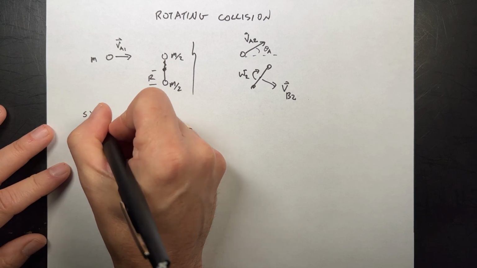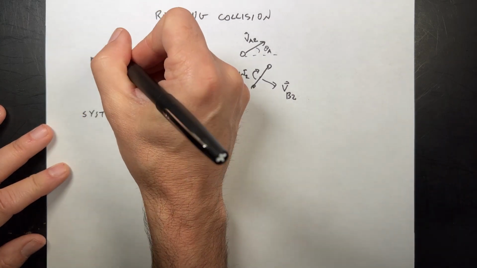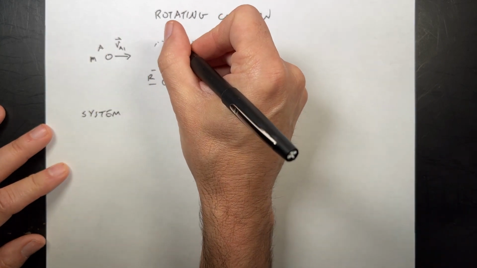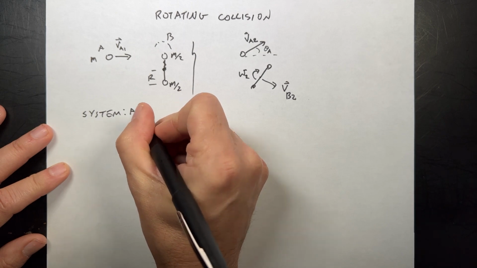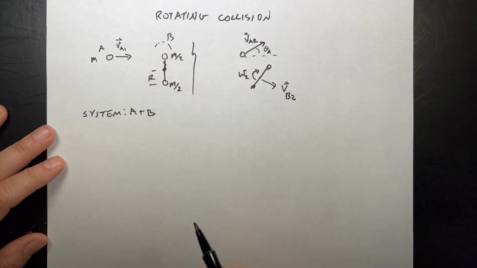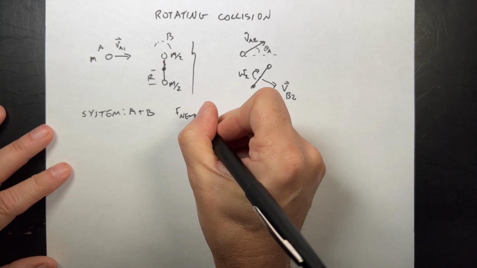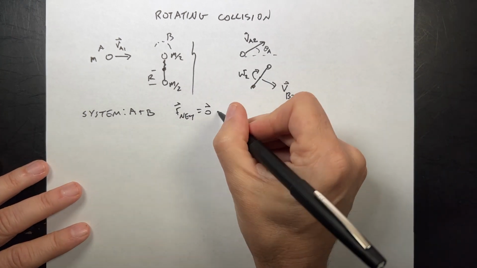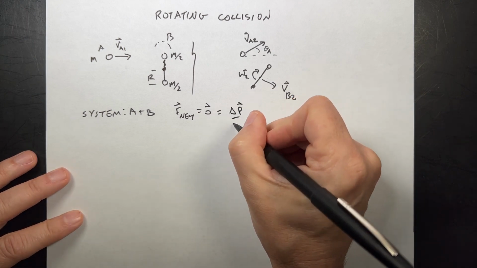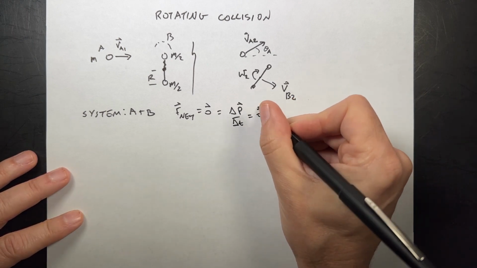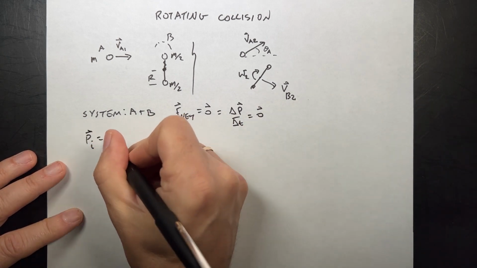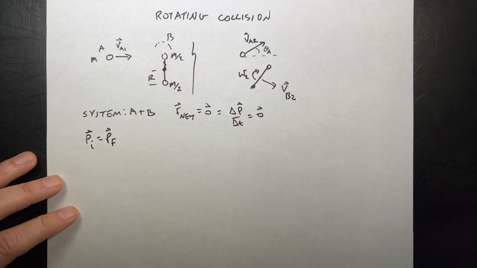If I declare my system, let's call this A, and let's call this whole thing B. So this is A, and this whole thing is B. My system is A plus B, those two objects. In that case, what's the net force on my system? It's zero. There's no external force on my system. That means that delta P over delta t of the system is zero. I just wrote zero twice. Or I can write initial momentum is final momentum. I can do that. Well, let's write it out.